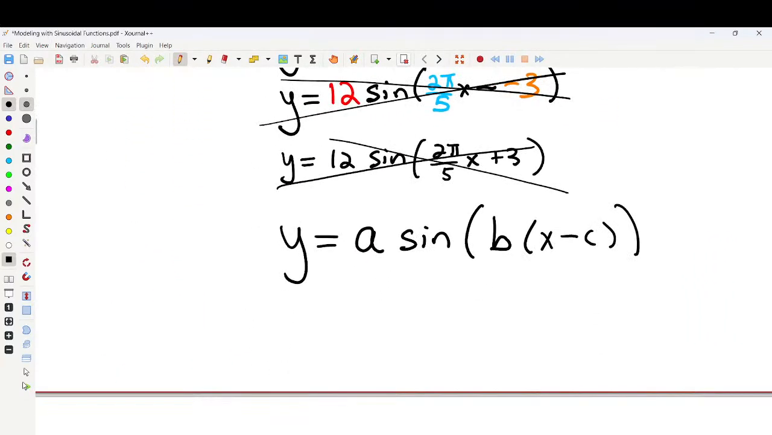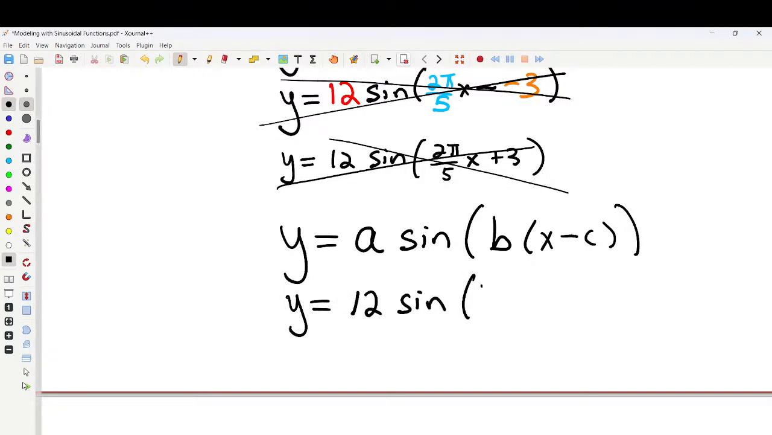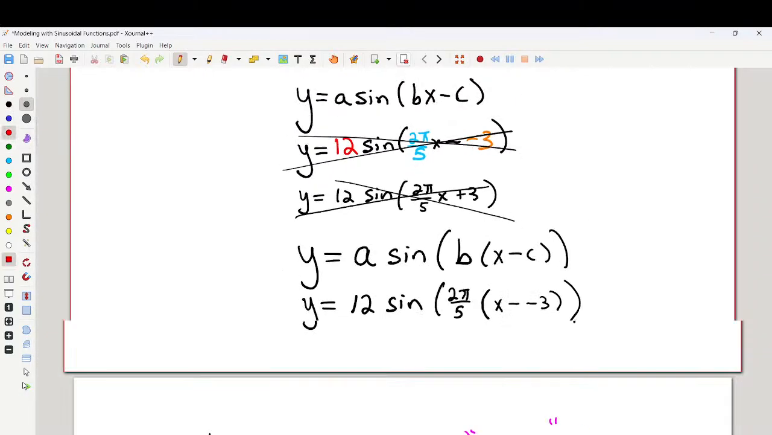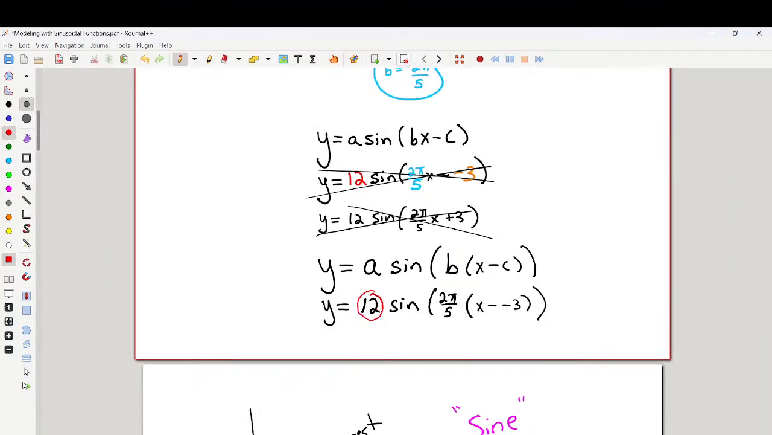So the way we fix this to get the right answer is we're going to say A is 12, B is 2 pi over 5, and we're going to put a parentheses and then write x minus -3. This is good. There's your thing. There's your phase shift. Okay.